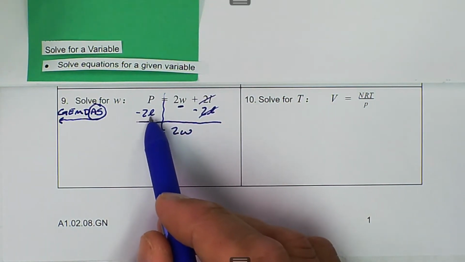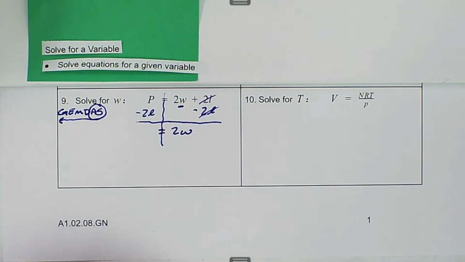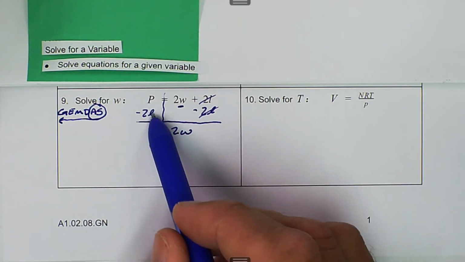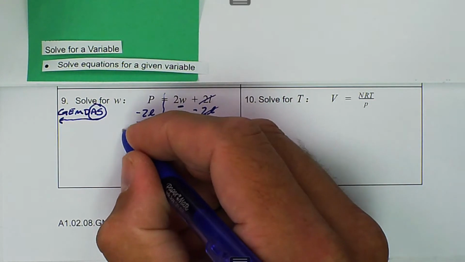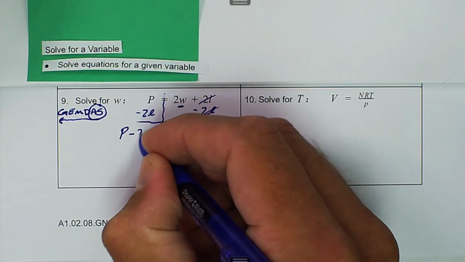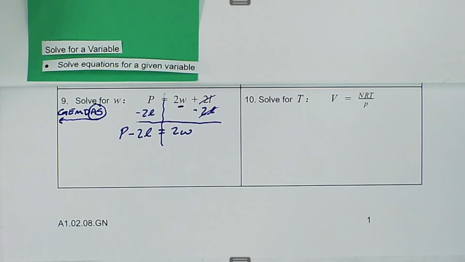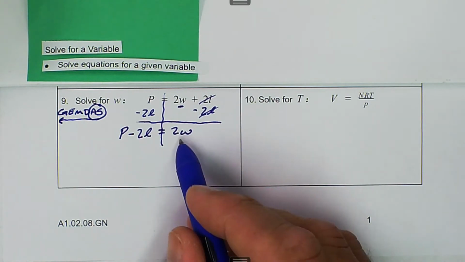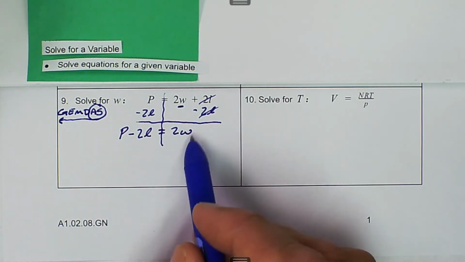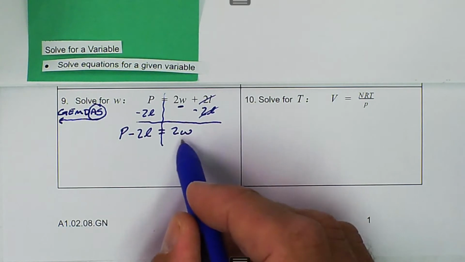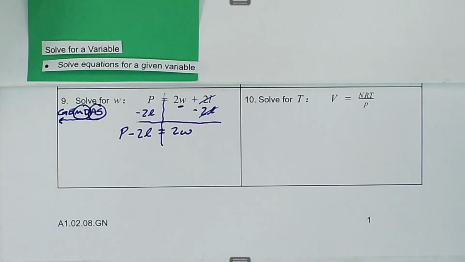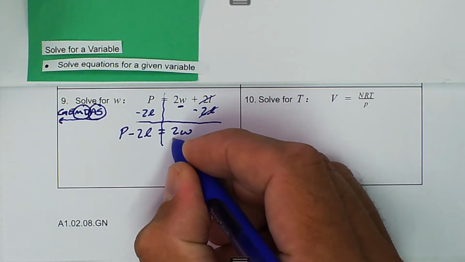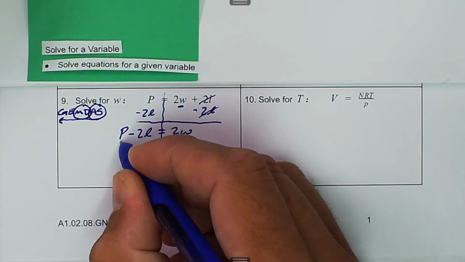Now, on the left side, we have an L variable and we have a capital P variable. These two are different. We can't combine those, so we just have to write them down separately. So it's just P minus 2L. Then, again, we go back to GEMDAS, and we're looking to get W by itself. We see that we have an operation of multiplication. The inverse of multiplication is division, so I can divide both sides by 2.